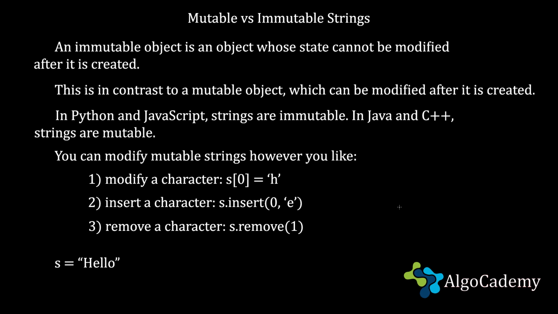First of all, what is an immutable object? An immutable object is an object whose state cannot be modified after it is created. This is in contrast to a mutable object, which can be modified after it is created. This is a technique used in object-oriented programming in order to improve the runtime efficiency. And some programming languages took this one step further and adopted this idea with their own data types. For example, in Python and JavaScript, along with other data types, the strings are an immutable data type. In Java and C++, strings are mutable.